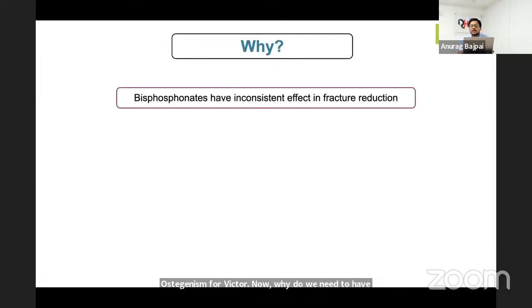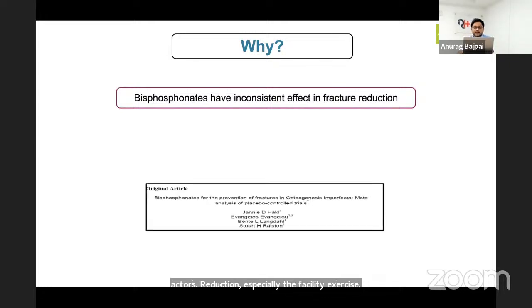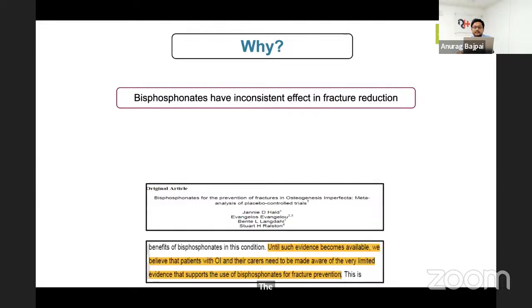Now, why do we need denosumab in these cases of osteogenesis imperfecta? It has been shown that bisphosphonates have a very inconsistent effect in terms of fracture reduction, especially fragility fractures, that means fractures in the bones with minor trauma. A meta-analysis has been published on osteogenesis imperfecta. With bisphosphonates, bone mineral density improved, but the prediction of fractures was not consistent with bisphosphonate therapy. So is it because there are a limited number of controlled trials?